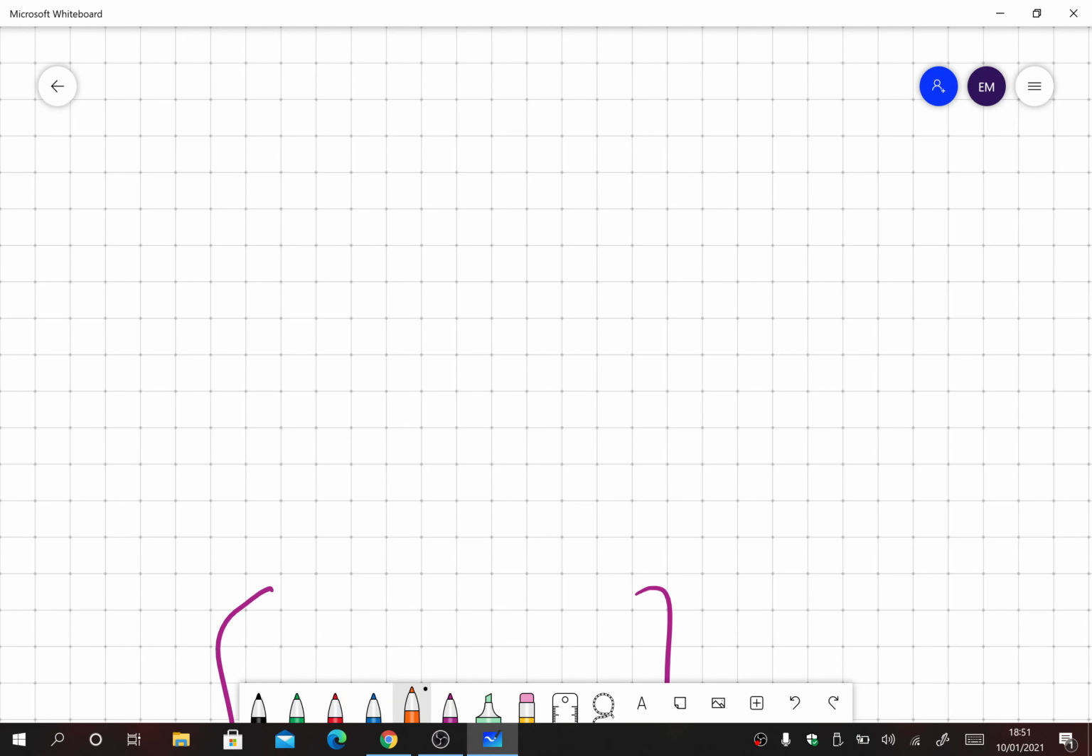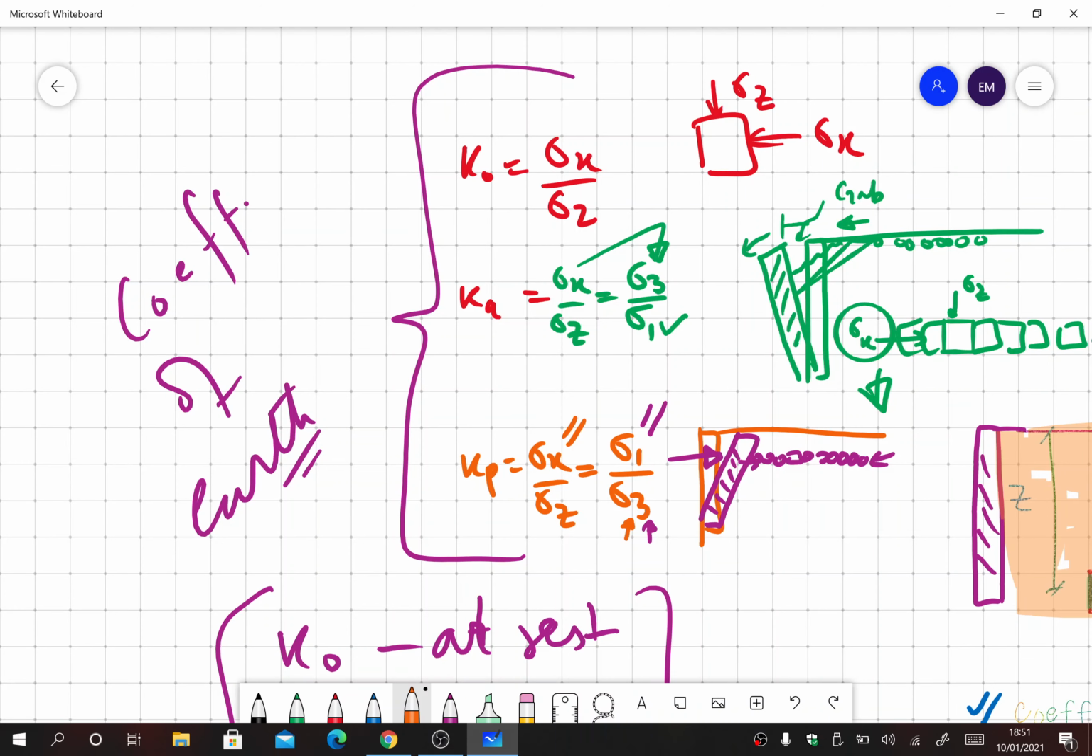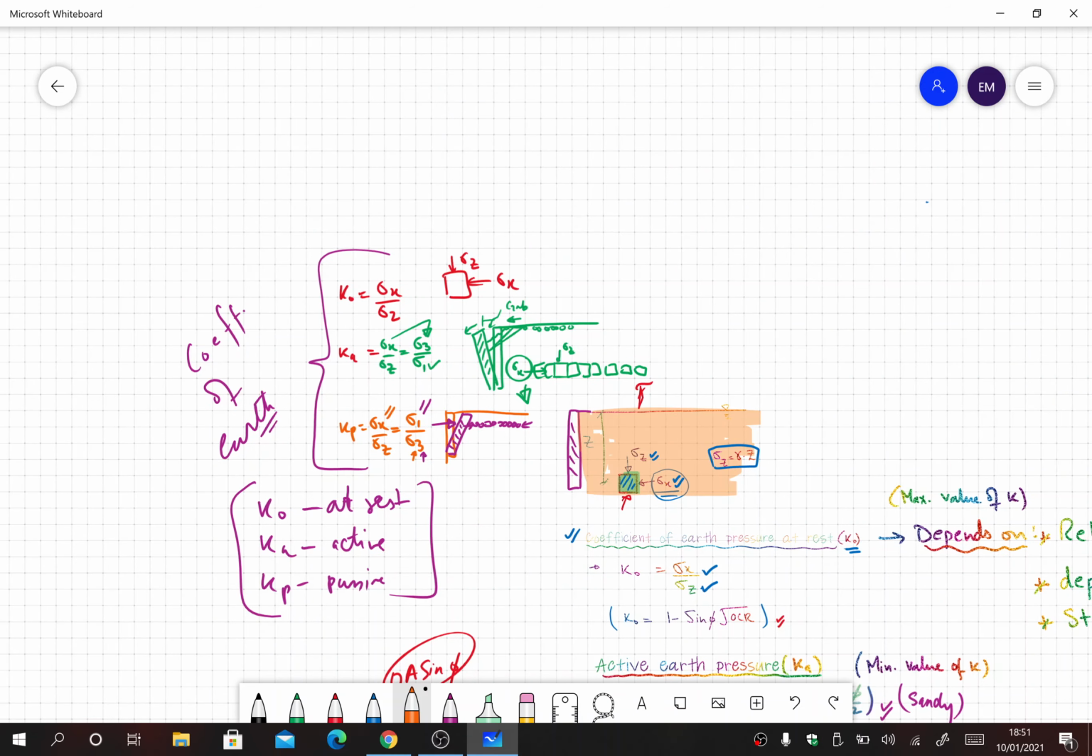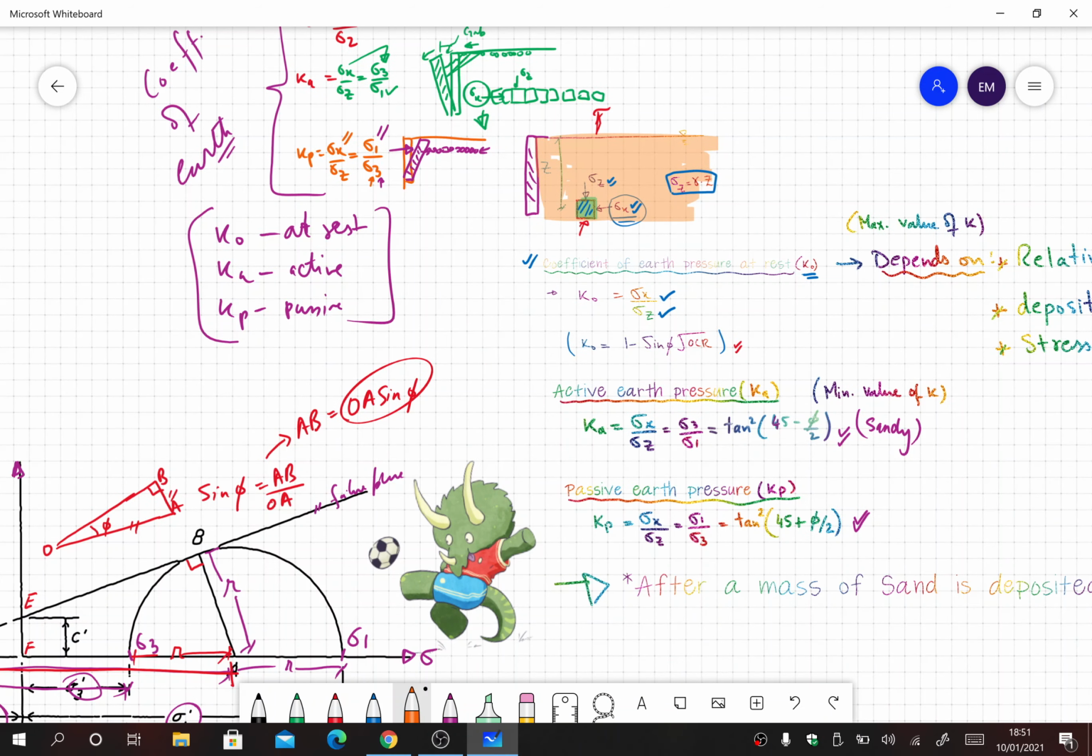So we know that the failure plane would be at an angle of 45 degree plus phi by 2 from the horizontal, because the rule, according to Rankine, is that the failure plane will make an angle of 45 degree plus phi by 2 from the minor principal stress. And for the active case, the minor principal stress is in the direction of the horizontal force.